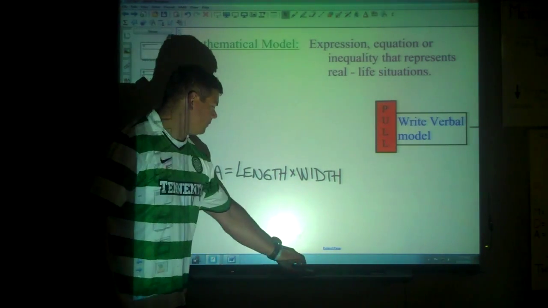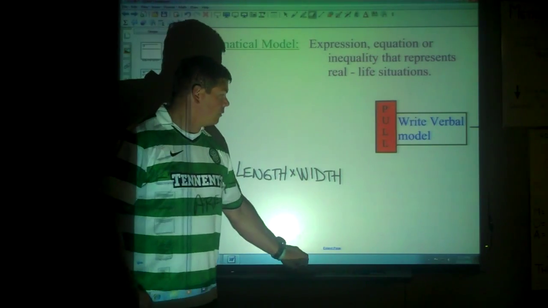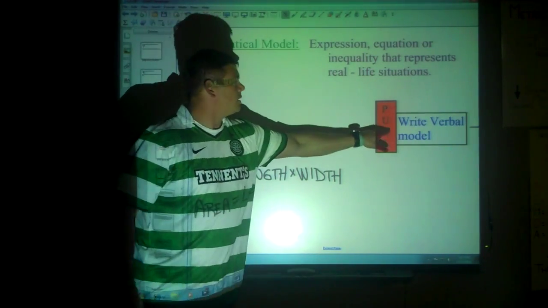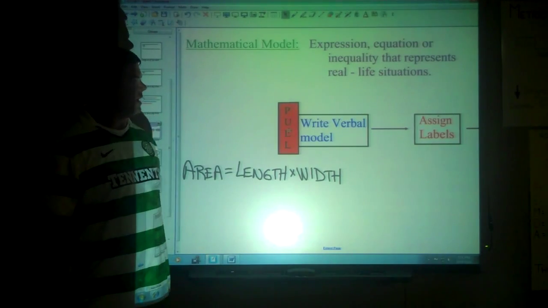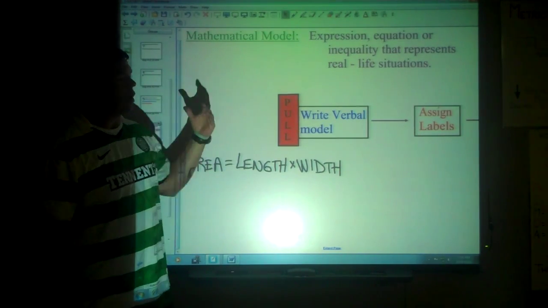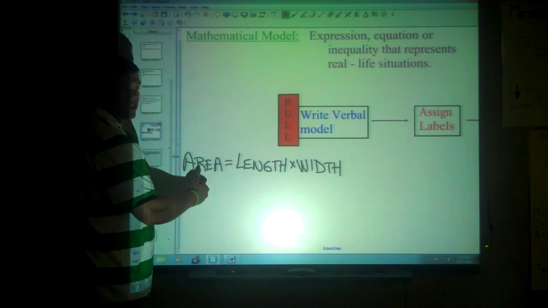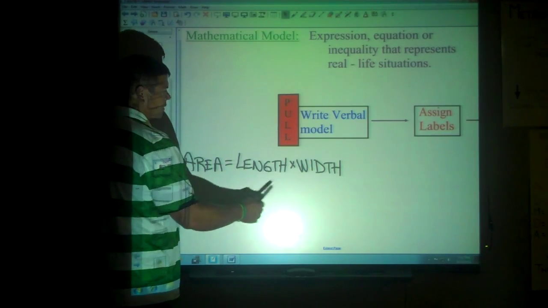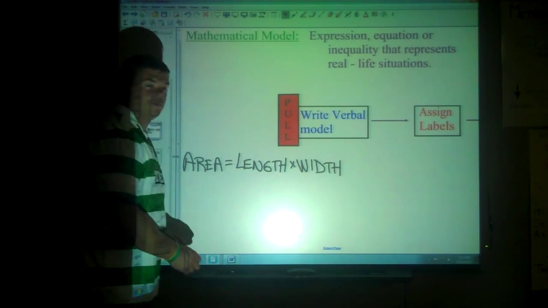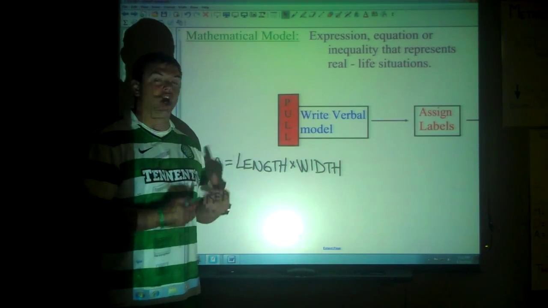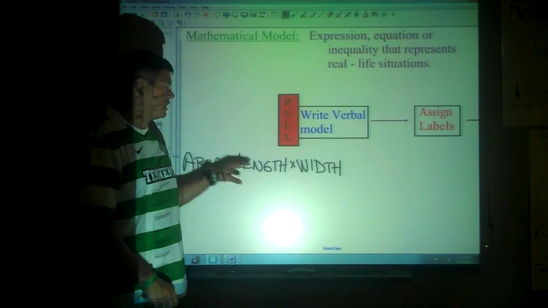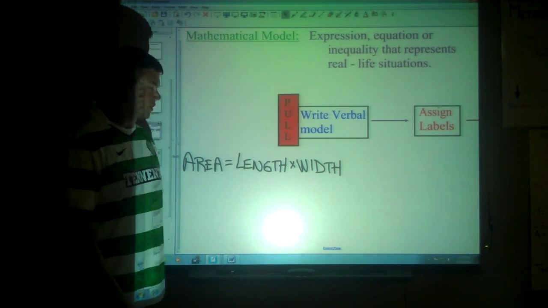That's the verbal model. But we don't want to stay at words. We want to continue from there. So we assign labels. Labels are values. It's something that we know. If we know the area, we'll stick the area in here. If we know the length, we stick the length in. If we know the width, we'll put the width in. If we know something, we put it in. If we don't know something, we have to put a place filler in, and that's where our variables come from.